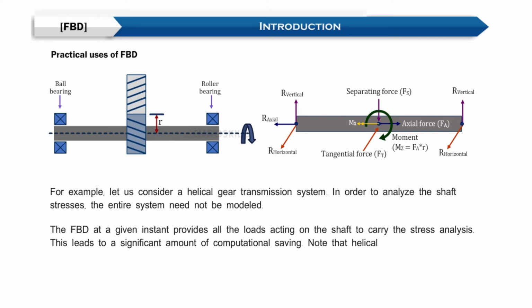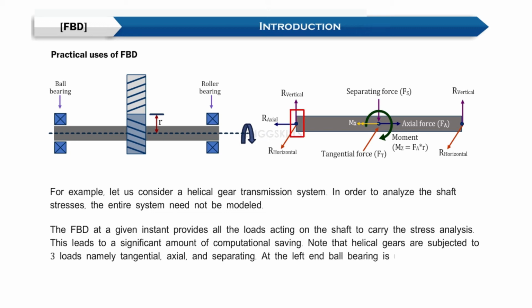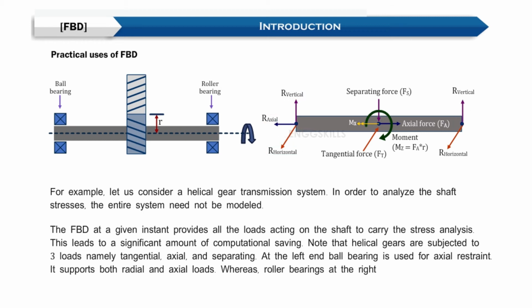Note that helical gears are subjected to 3 loads, namely tangential, axial, and separating. At the left end, ball bearing is used for axial restraint. It supports both radial and axial loads, whereas roller bearings at the right end support only radial loads.